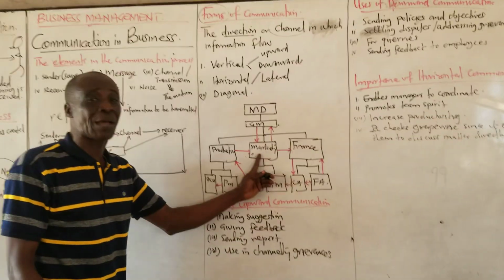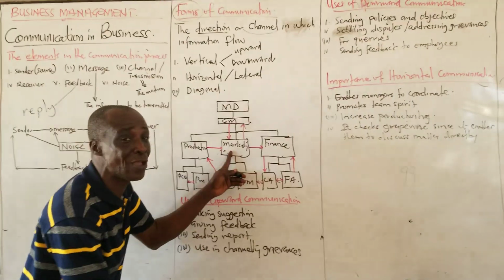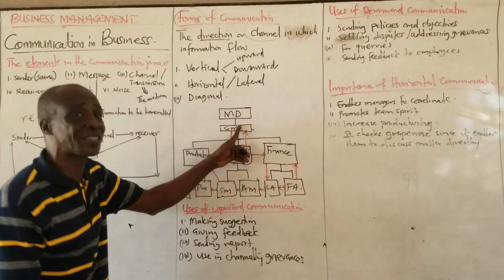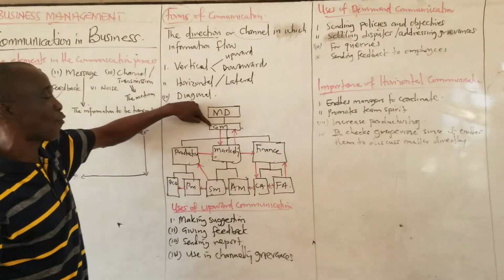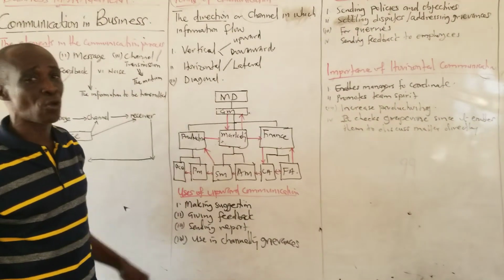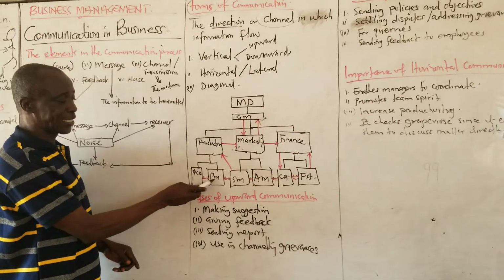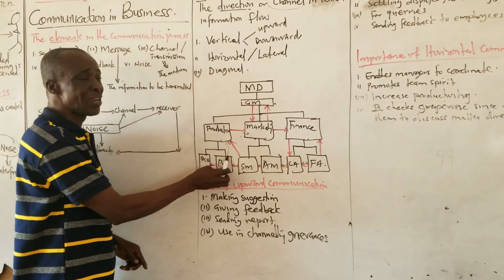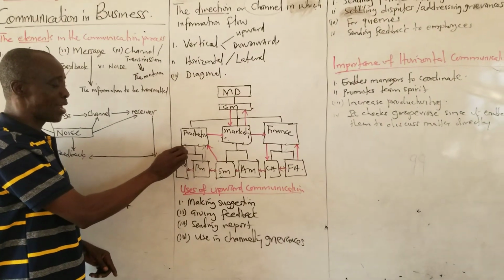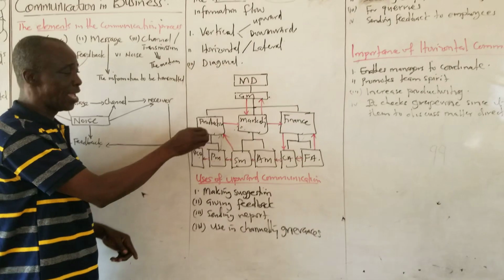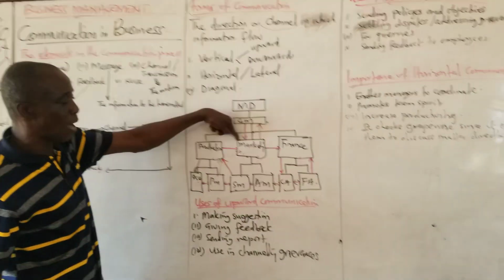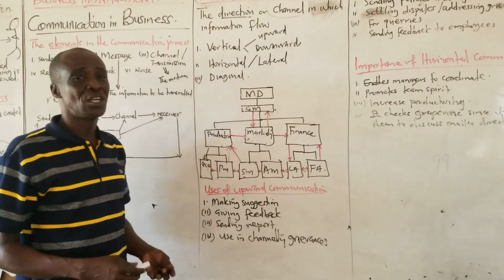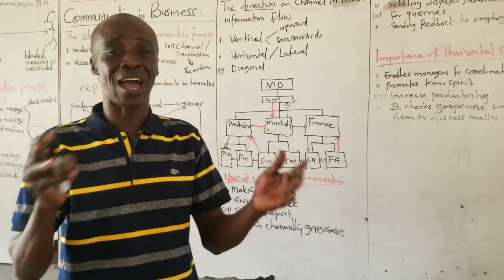The upward, look at it. If something is moving from the bottom to the top, it is moving upward. So when information is sent from a subordinate to a superior, it is called upward communication. But when information is sent from a superior to a subordinate, it is called downward communication. So look at this one. This is the plant manager. If the plant manager sends information to the production manager, it is moving upward, so it is called upward communication. If the production manager sends information to the quality control officer, it is moving downward, so it is called downward communication. So that is what upward and downward communication are all about.